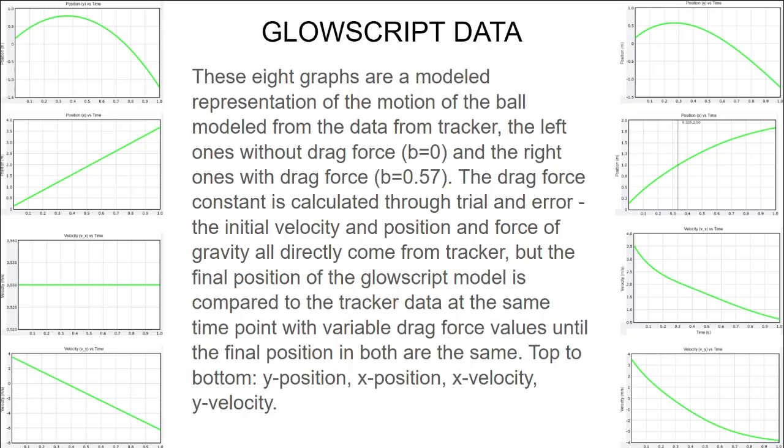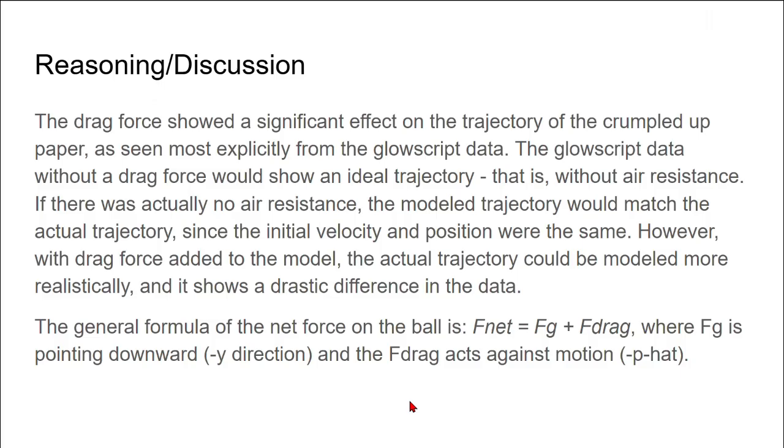The drag force showed a significant effect on the trajectory when put into the GlowScript data, and just from the Tracker data you could tell there was an effect of the drag force. The general formula for the net force is F net equals Fg plus F drag in this specific example. The drag force is causing a nonlinear velocity and nonlinear x position because it counters the direction of motion, pushes against the motion, and slows it down. That is largely based on the air's density as well, and the surface area of the ball has an effect on that too.